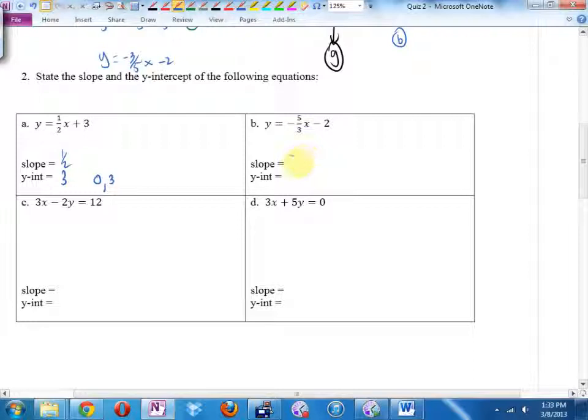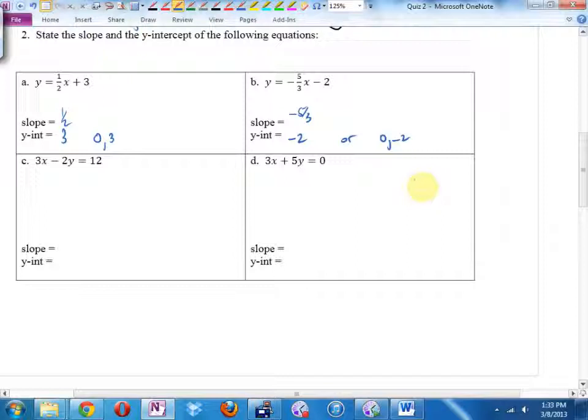Slope, -5/3. Y-intercept, -2 or 0, -2. C. Oh, you know what I need to do in C? I need to get the y by itself. So I think the first thing I would do is minus the 3x over. Then I would divide by -2, divide by -2, divide by -2. When I do that, I get y equals 3/2x minus 6. I get a y-intercept of -6. I get a slope of 3/2.